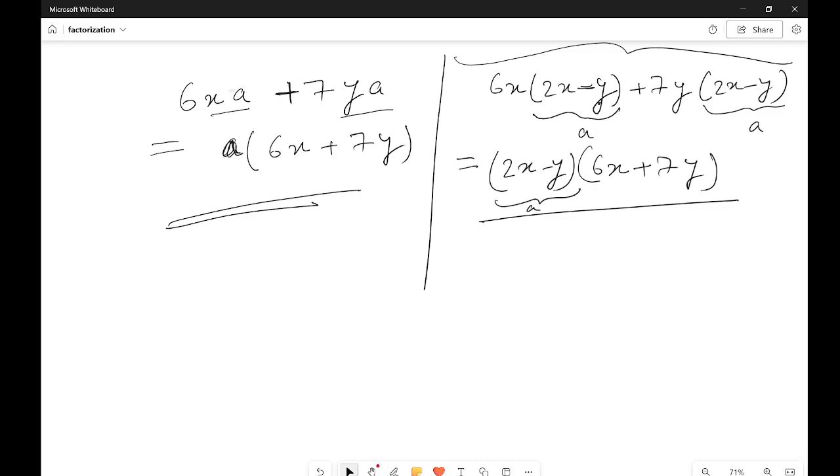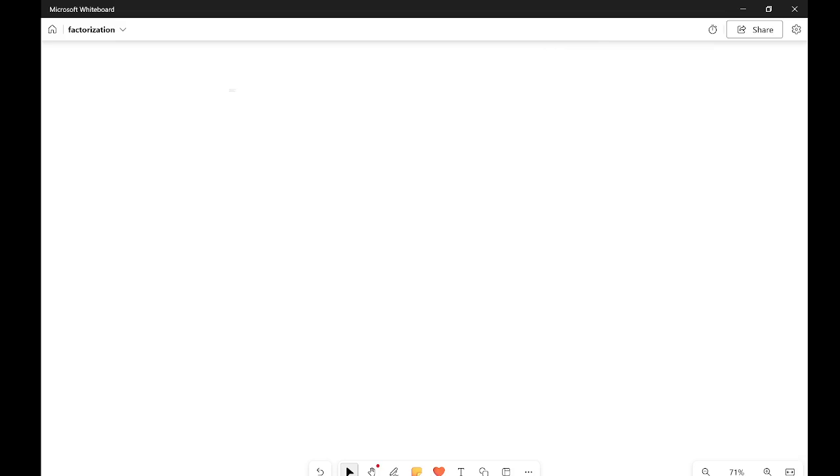Okay, so what we have done so far, instead of looking at individual a, b, c, or x, now we are going with the entire expression as a common or highest common factor for the factorization. Okay, and let's see another one.